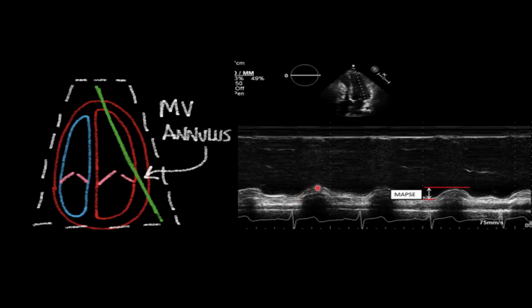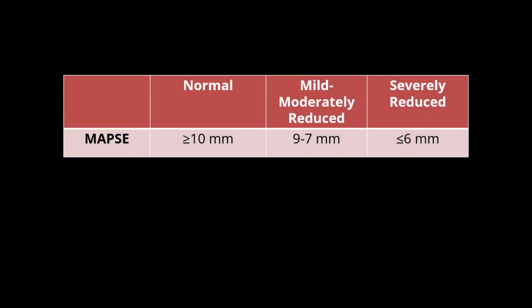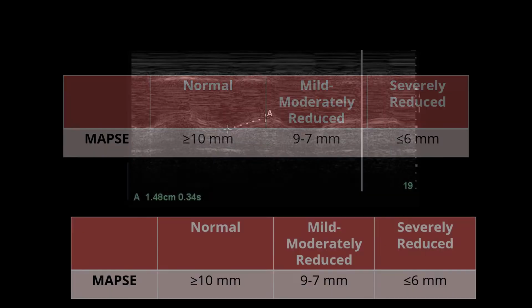So here's what it would look like. Here's the mitral annulus rising up in systole and descending in diastole and repeating. And if you measure the distance between the peak and the trough, that's the MAPSE. Some people may argue about these numbers, but I find this the most accurate graph. If your MAPSE is 10 or more millimeters, that is normal. Mild to moderately reduced ejection fraction will be from 9 millimeters to 7 millimeters, and if you get to 6 or less millimeters, you have a severely reduced left ventricular ejection fraction.